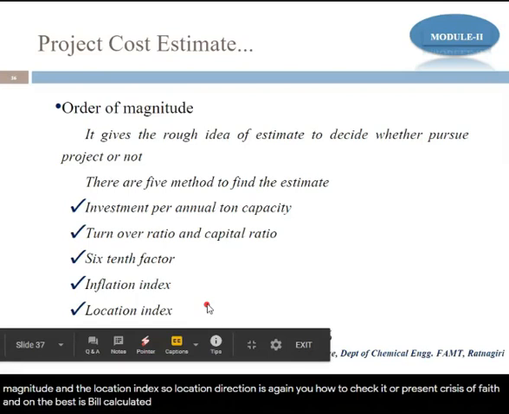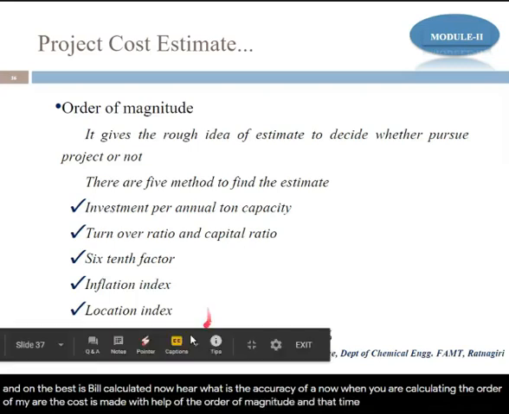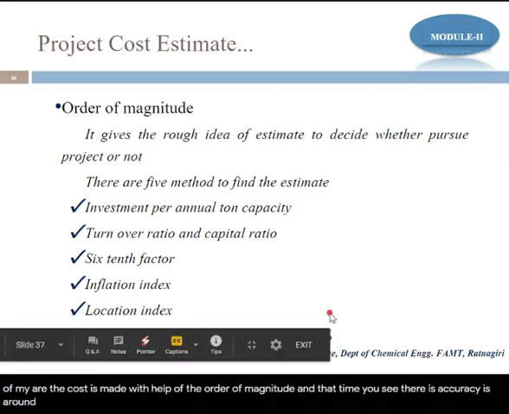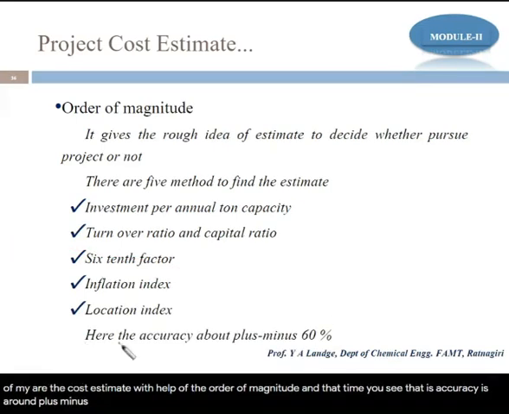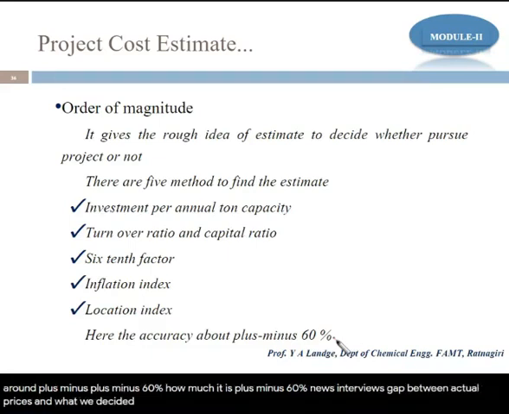Now here, what is the accuracy of it? When you are calculating the cost estimate with the help of the order of magnitude, the accuracy is around plus minus 60%. How much? It is plus minus 60%. It means it's a huge gap between the actual price and what we decided. But yes, for the initial stage, we always give a rough idea about it.